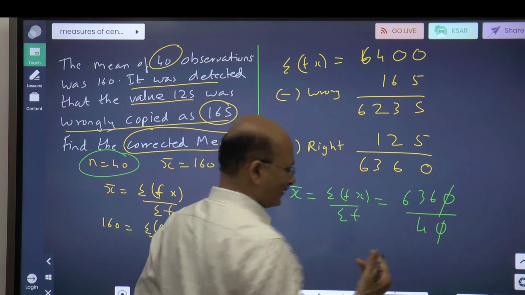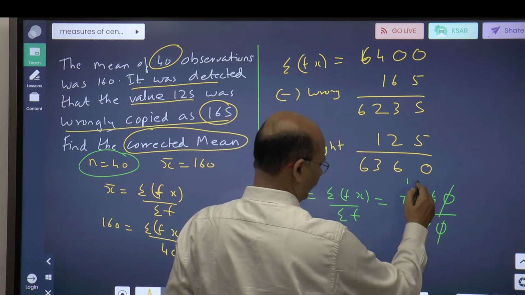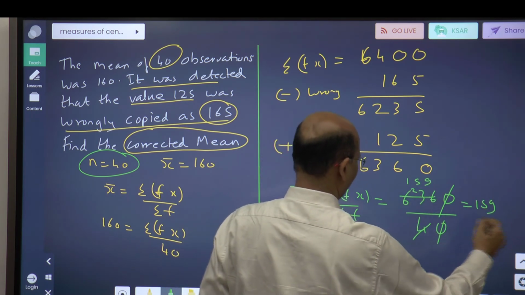God only knows what I am trying to do. Yes, I think it will cancel. 4 1s are 4, 5 6s are 30, 4 5s are 20, 4 9s are 36. So it is 159.